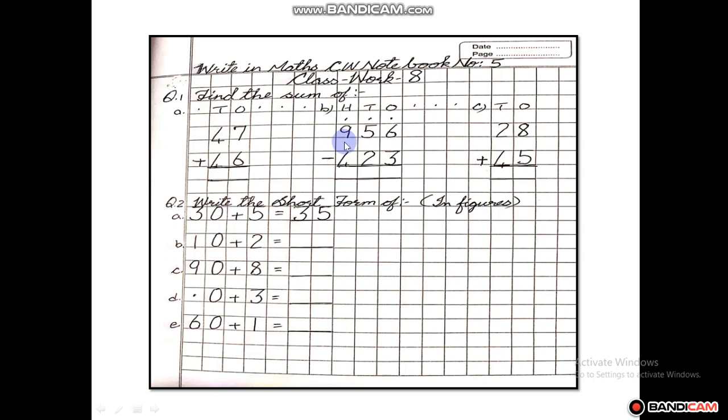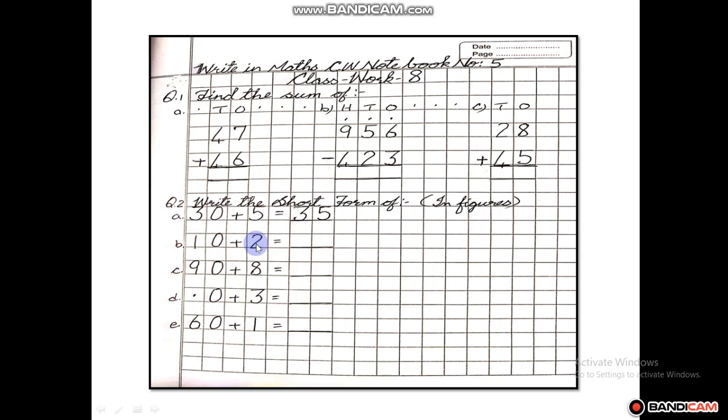Here I have given subtraction 3 digit numbers. So you can do this also, and here one more addition sums. Write the short form in figures I want. So first one I did for you, 30 plus 5. This is expanded form and you have to write in short form. So it becomes 35. Clear? This is short form and this is expanded form.